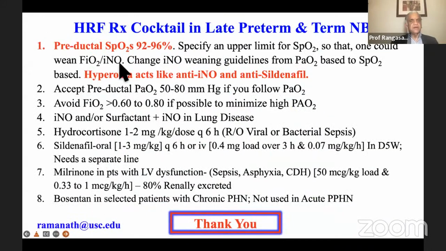So this is my last slide. Okay. Target pre-ductal saturation 92 to 96. Specify an upper limit of saturation. Don't say keep the saturation more than 95. That's a bad thing to do. Always specify an upper limit for saturation, which is 96 or 97.